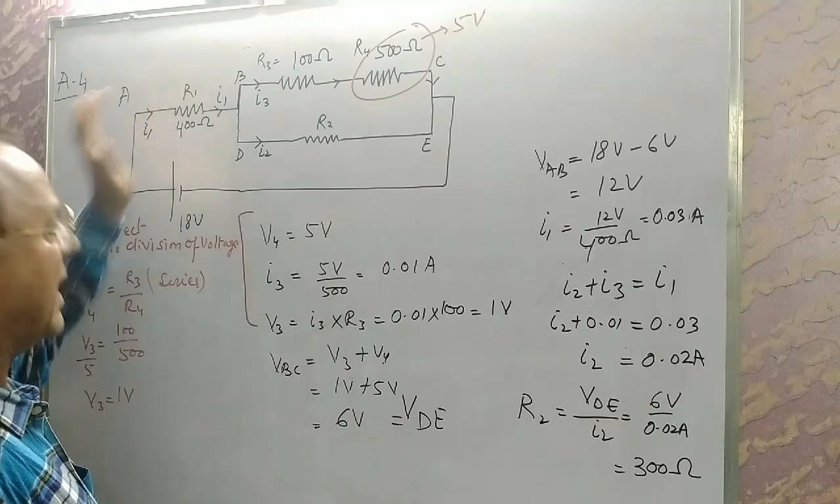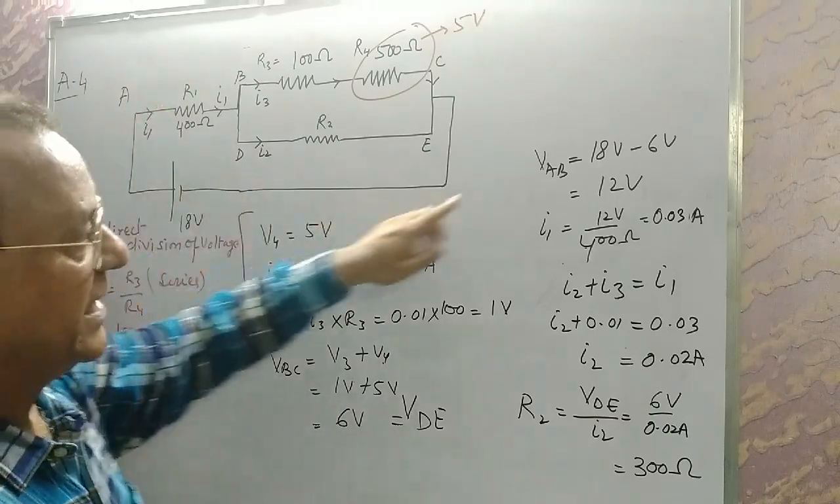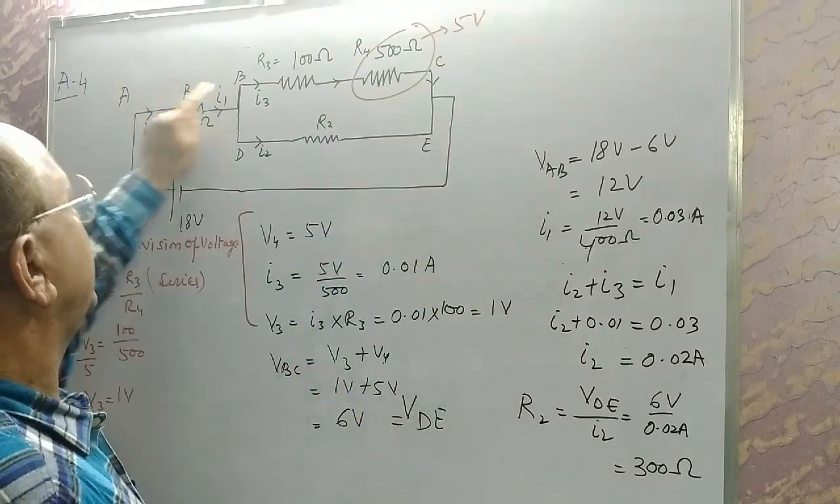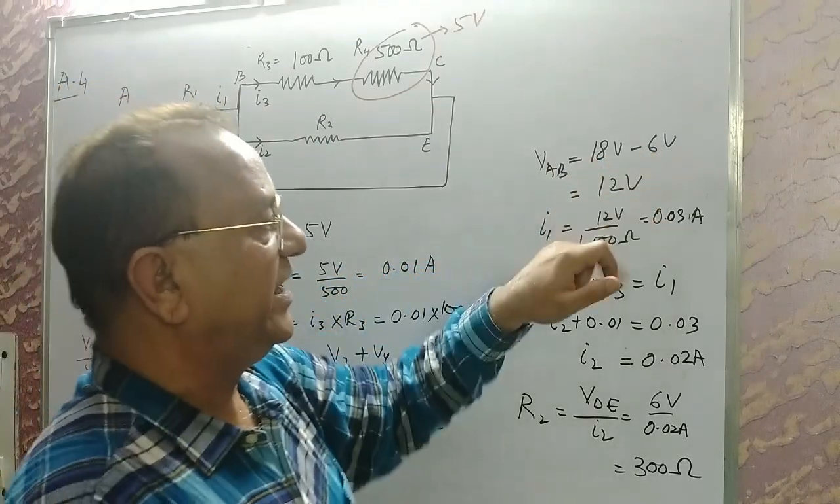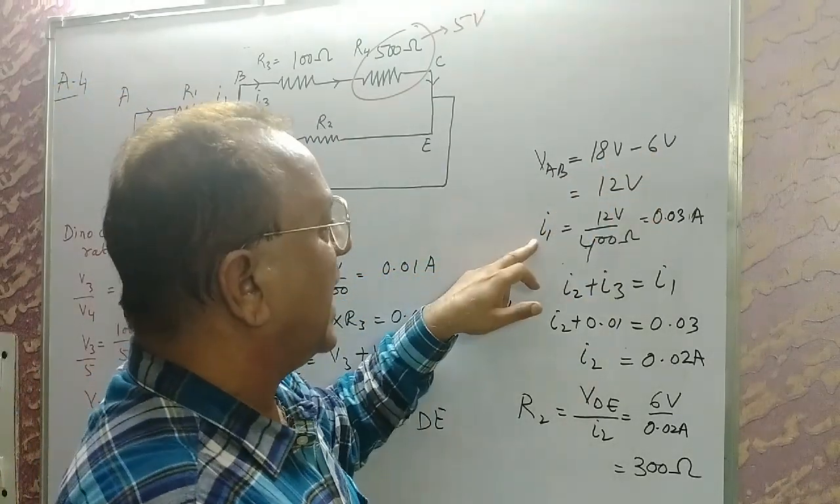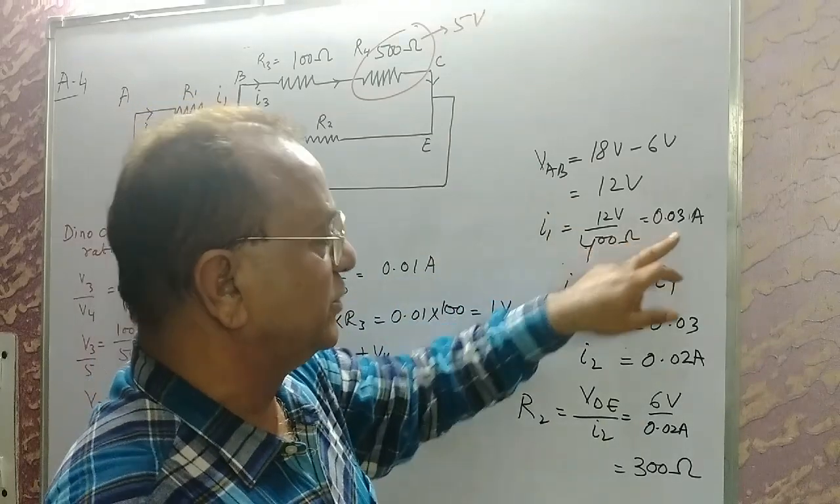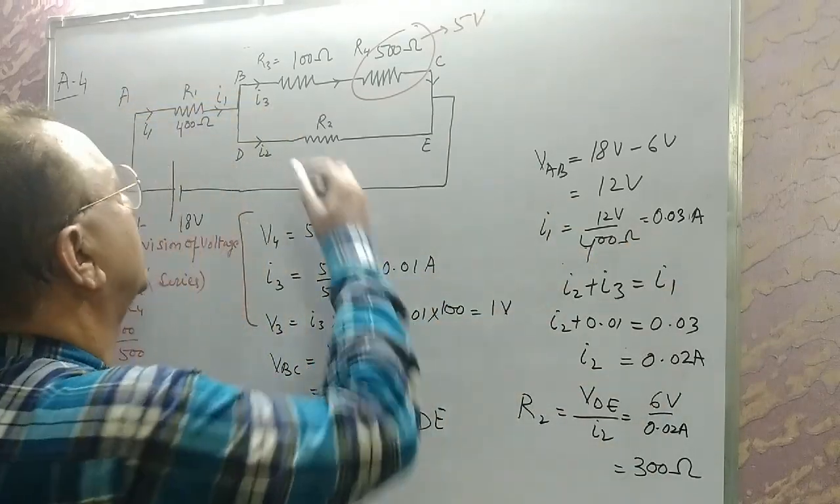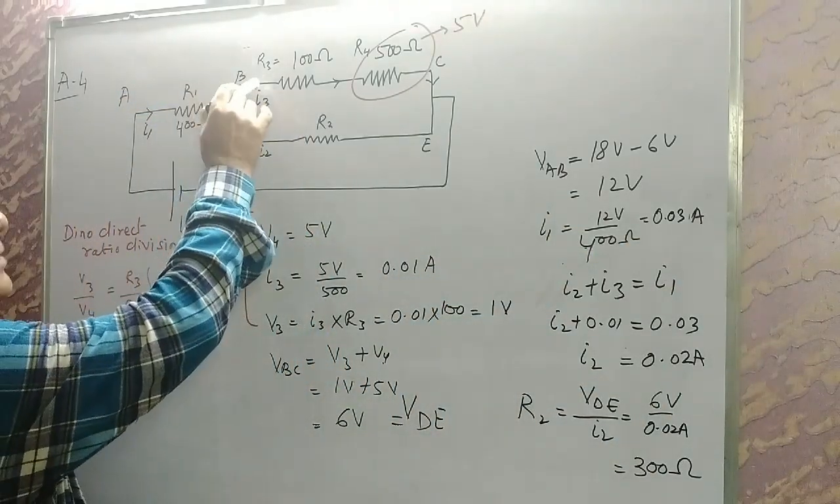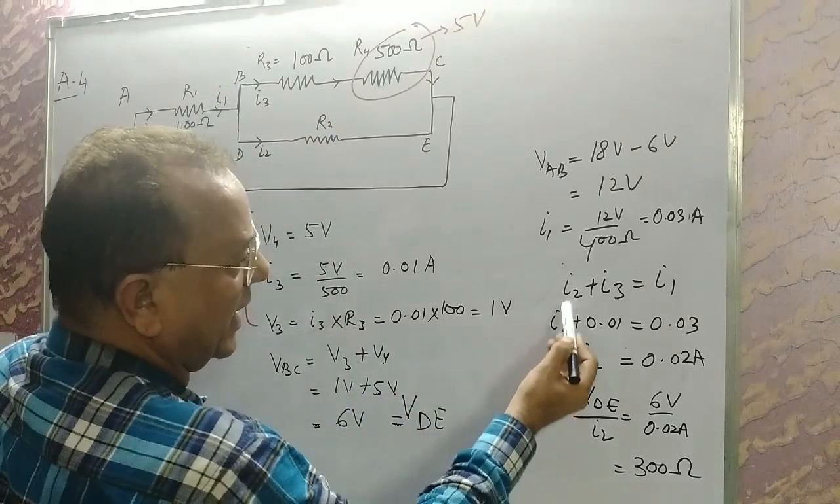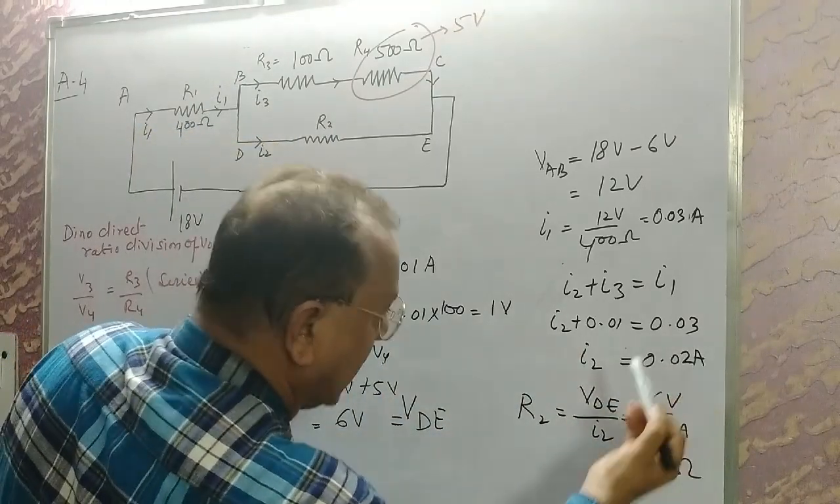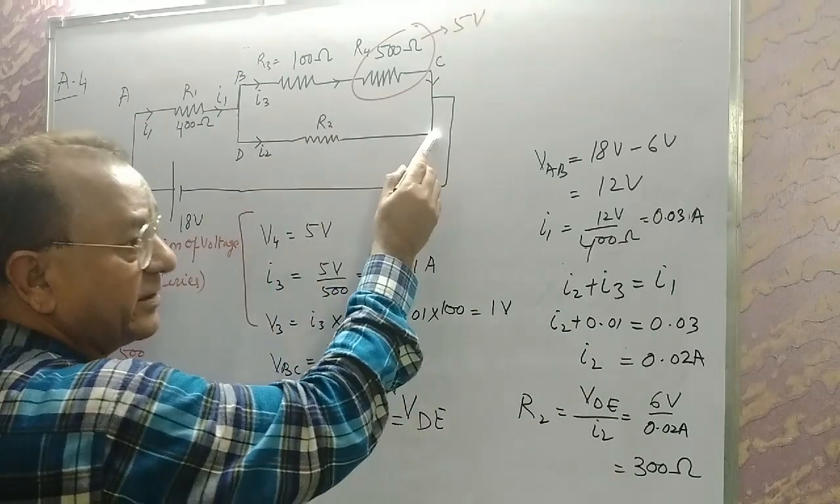Remaining voltage of 12 volt will be across R1. That is VAB. VAB is equal to 18 minus 6 is equal to 12 volt. I1 is equal to 12 by 400, which is 0.03. From this, because at this point I1 is equal to I2 plus I3, you can find out I2 equal to 0.02.